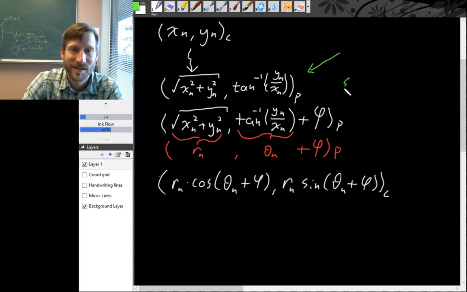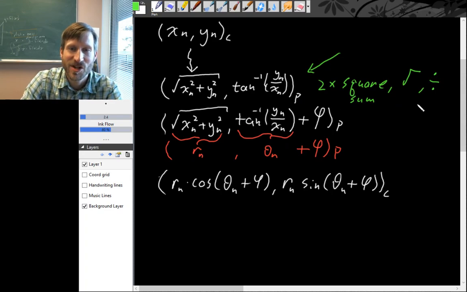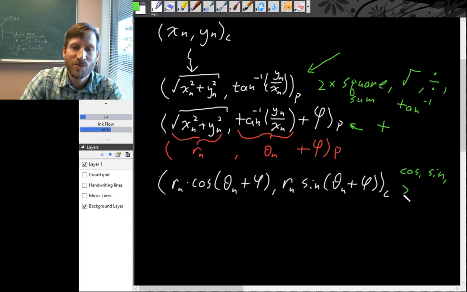Let's see how to write this. So we had 2 squarings. We had a sum, that's adding the sum of the squares. We had a square root. We had a quotient, that's inside the inverse tangent here. And then we also had an inverse tangent. Okay, then to get to the second line, we had an addition because we had to add phi. Okay, and then to get to this final step, we had to do a cosine, a sine, and 2 multiplications.